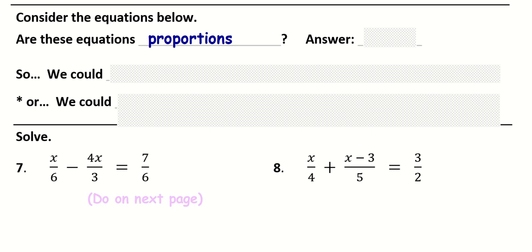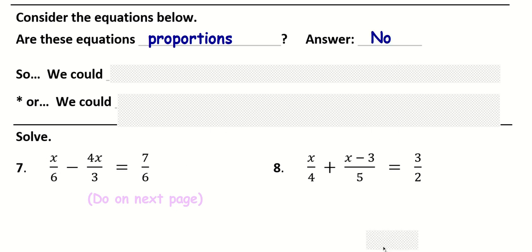Okay. Probably moving into maybe the second part of this lesson where things get a little bit juicier, maybe. Let's keep this going. Let's not lose our momentum. Consider the equations below. Are these proportions? Would you consider this equation or this equation as proportions? That's when it's one fraction equal to one fraction. Like the entire left side is just one fraction and the entire right side is just one fraction.